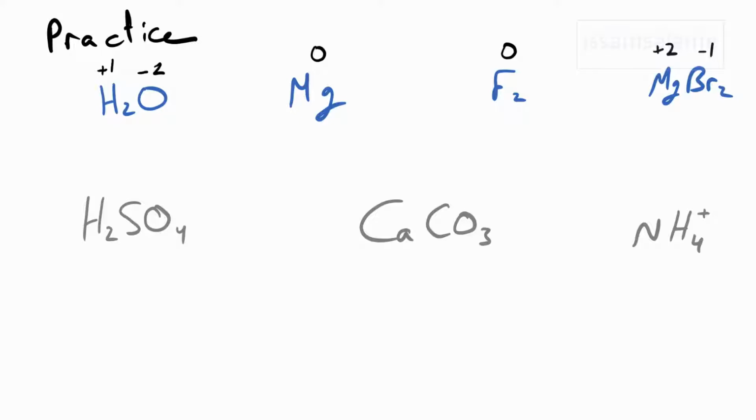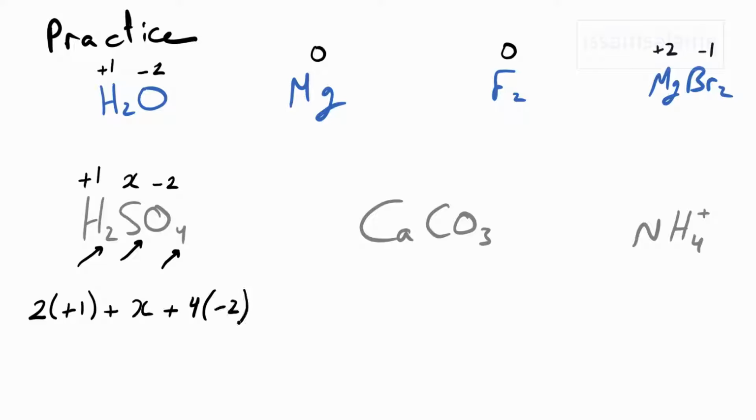H2SO4, the oxidation number for hydrogen is always +1, for oxygen is always -2, but sulfur, we don't have any rule talking about it, so we're going to put it as X. Then we apply rule number 10, which is the summation of all the oxidation numbers is equal to 0. We multiply them with the subscript, so 2 multiplied by +1 plus X plus 4 multiplied by -2, all of them are equal to 0. Then we do the math and we find X. X is equal to +6, so the oxidation number for sulfur is +6.